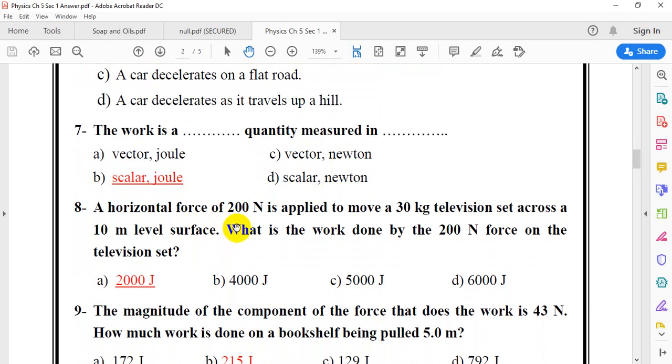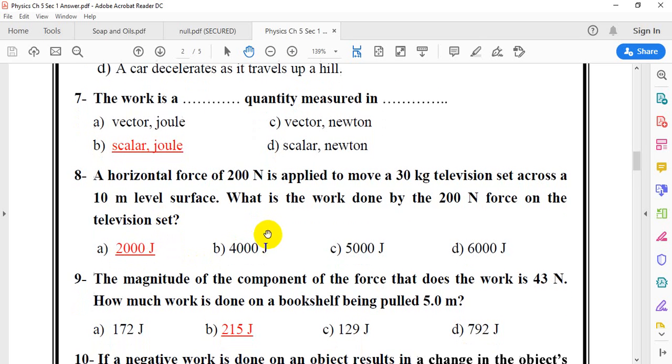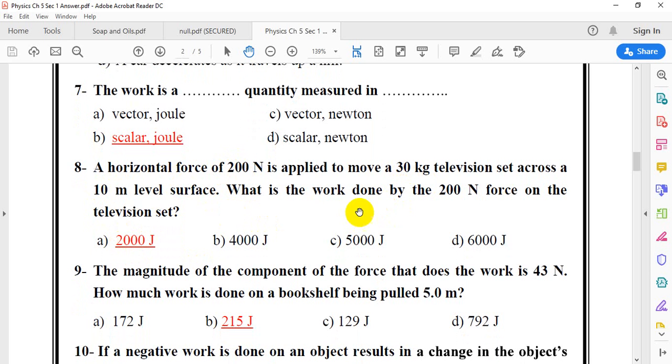A horizontal force of 200 Newton is applied to move a 30 kilogram television set across a 10 meter level surface. What's the work done by the 200 Newton force on the television set? The work equals force, which is 200, multiplied by 10 meters. Force multiplied by displacement, 200 multiplied by 10 equals 2000. The mass here is not involved.